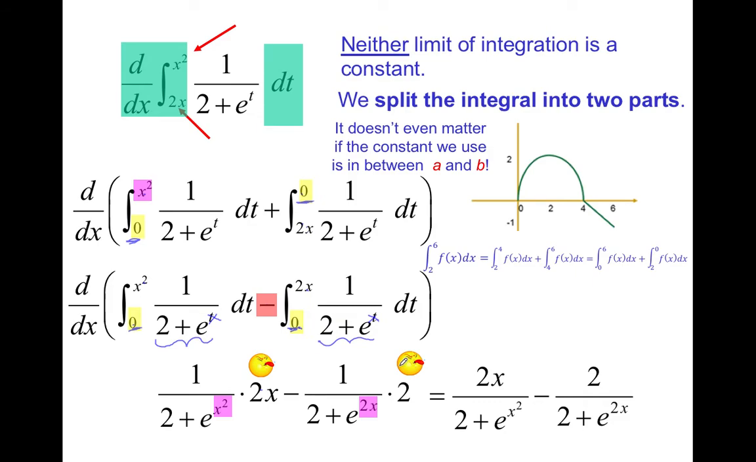Here's a little picture: I don't really care if the constant we use is between a and b. The integral from 2 to 6, I can say is 2 to 4 plus 4 to 6, but that's also equal to 0 to 6 plus 2 to 0. Take a moment to look at all of these and convince yourself that they are the same. The property of integrals lets me split these up any way that is convenient for me.